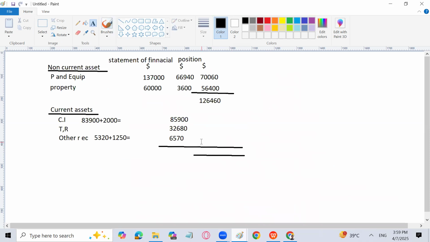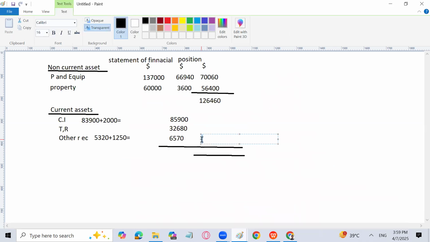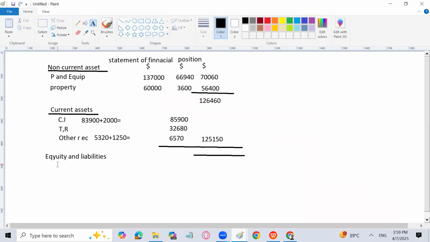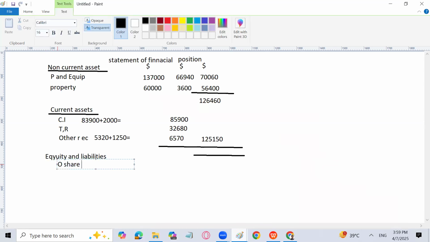Let's go for the total of the current assets, and we'll find the total assets also. 125150, and then you will go for the total assets. Equity and liability section, spelling थोड़ी बात गलत हो गई, कोई बात नहीं. 251,610. Okay.